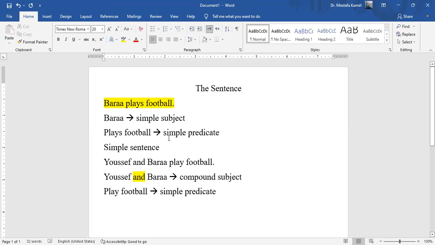Can any of the fanboys be compound? Yes, we will talk about this now. Okay, great. So let's go to the third sentence.